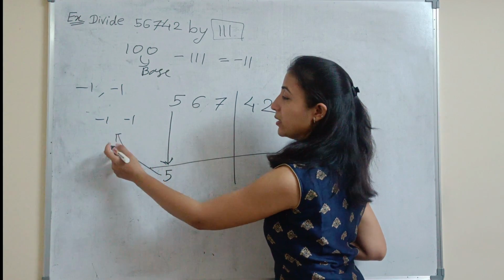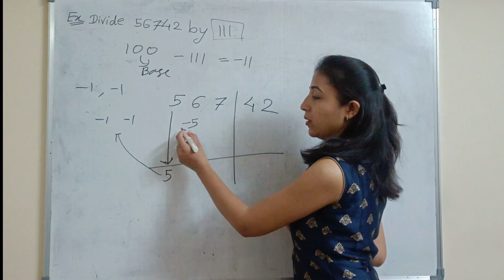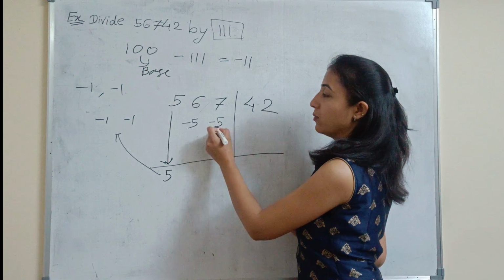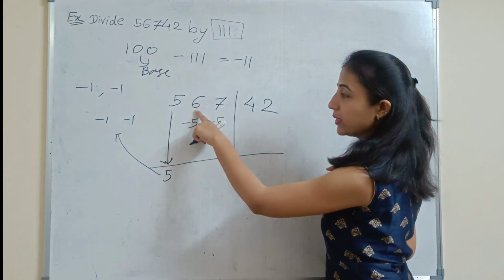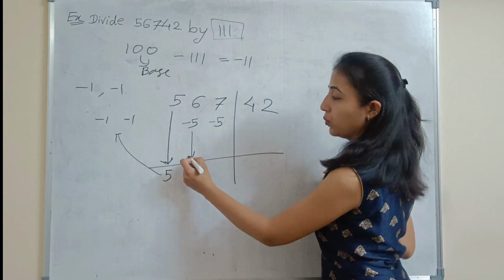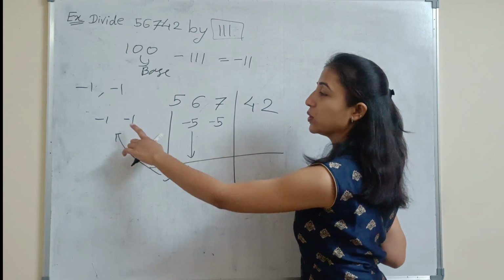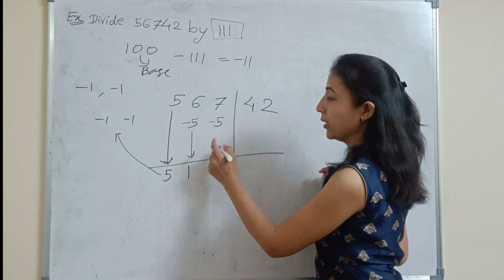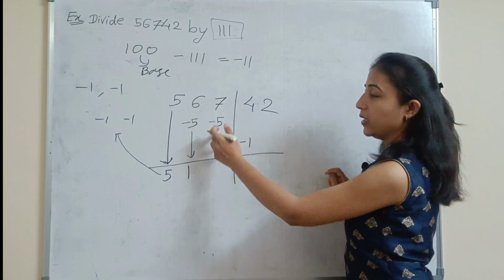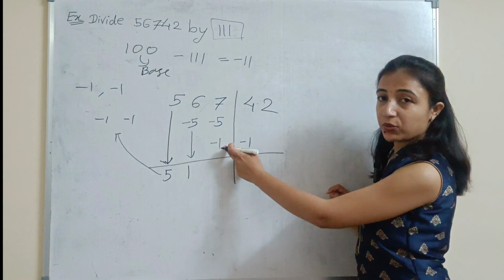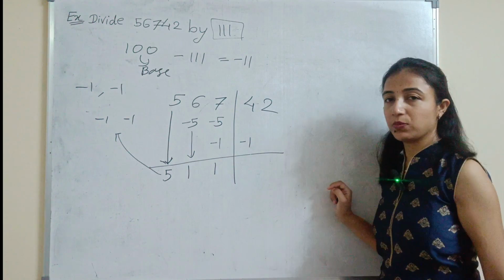If we multiply this multiplier by this number, 5 into minus 1 is minus 5. Now simplify the first numbers: 6 minus 5 is 1. Again apply the same process: 1 multiplied by the multiplier, minus 1 into 1 is minus 1. Now solve this term: minus 5 minus 1 becomes minus 6, and subtracting that 6 from 7 gives the answer plus 1.